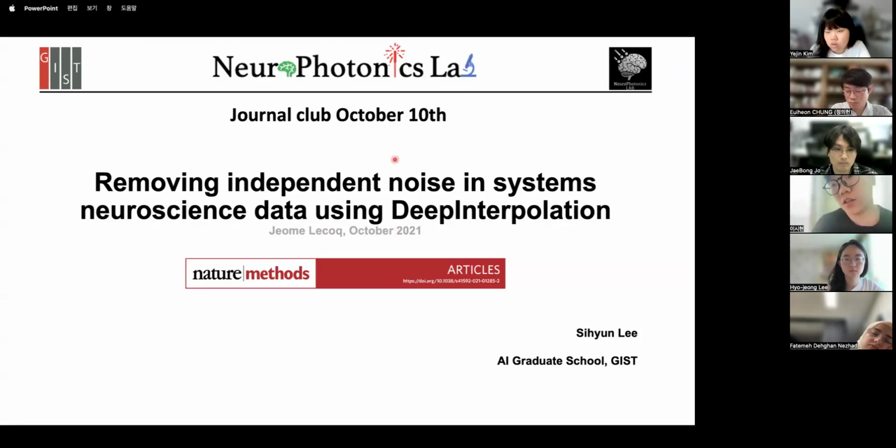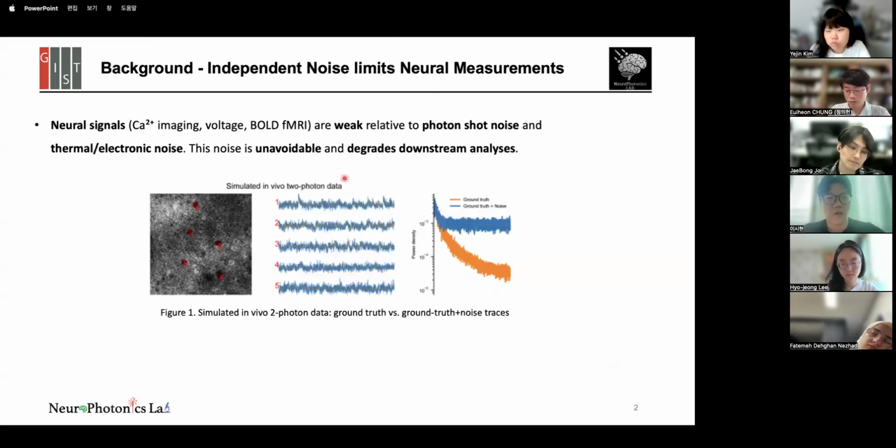I think it is really helpful for those who want to denoise their images. As you know, neural signals such as calcium imaging and voltage imaging are weak to potential noise, and this noise is unavoidable and can decrease downstream analysis. And as shown here, the ground truth and the low image can't be seen well due to noise.